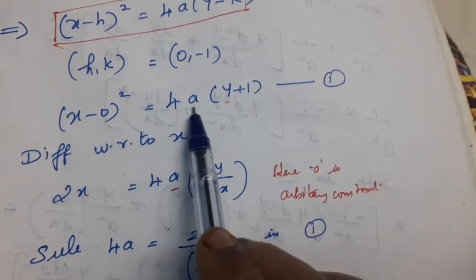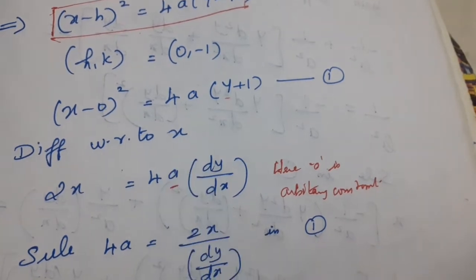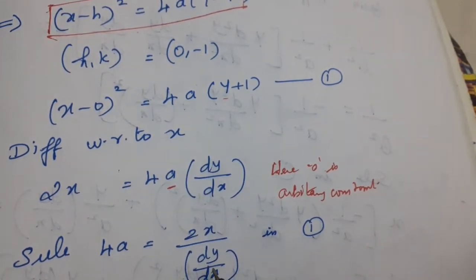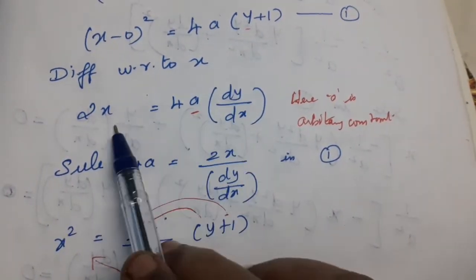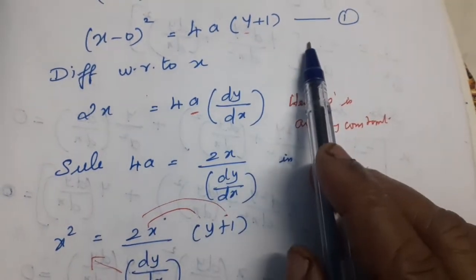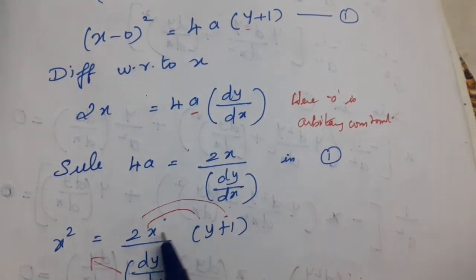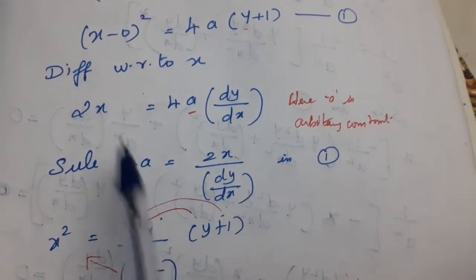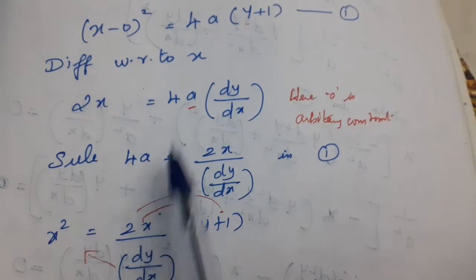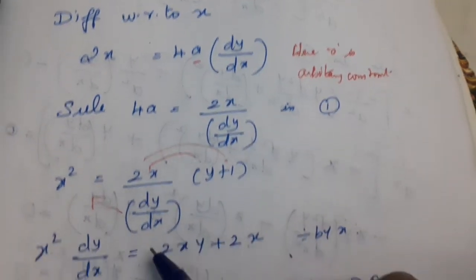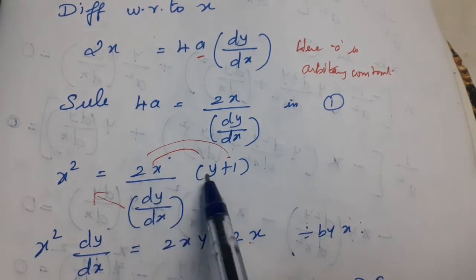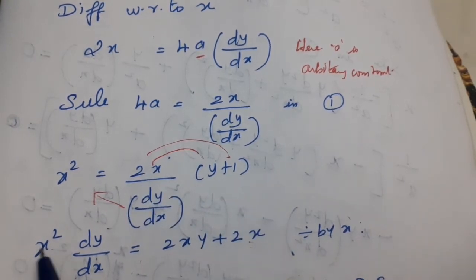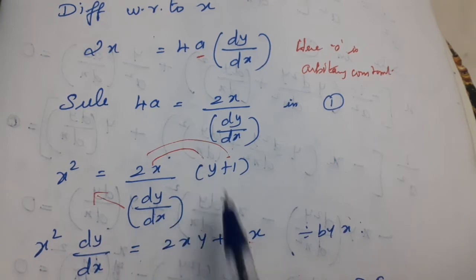Always find the constant value 4a. Instead of 4a you substitute that value in equation 1. So 4a equal to 2x by dy by dx, and that 4a value is substituted in equation 1. So x square equal to, instead of 4a, 2x by dy by dx, into (y plus 1). Next, this is multiplied: x square into dy by dx is equal to 2x into y is 2xy, 2x into 1 is 2x. So x square into dy by dx equal to 2xy plus 2x.